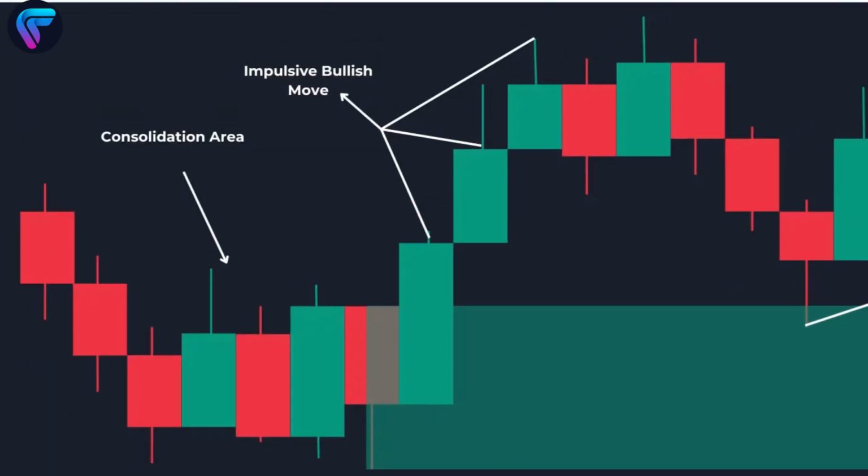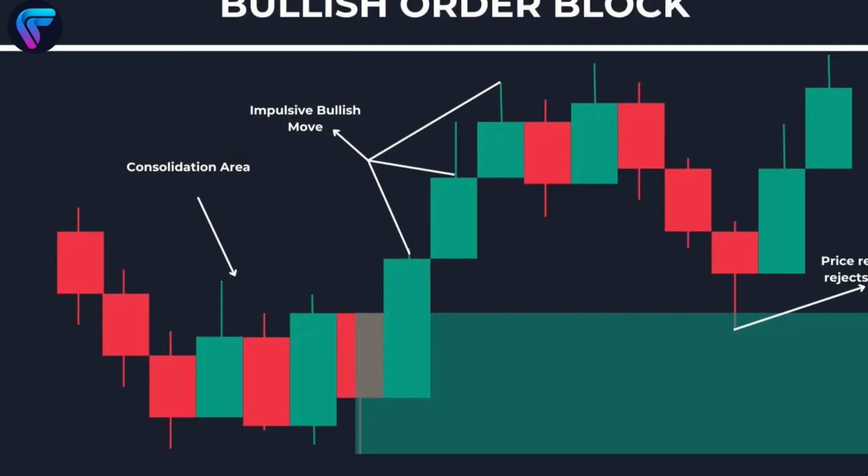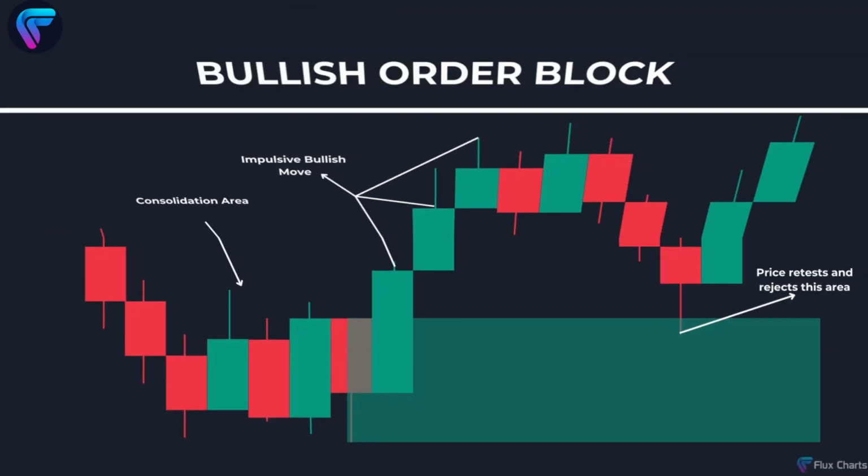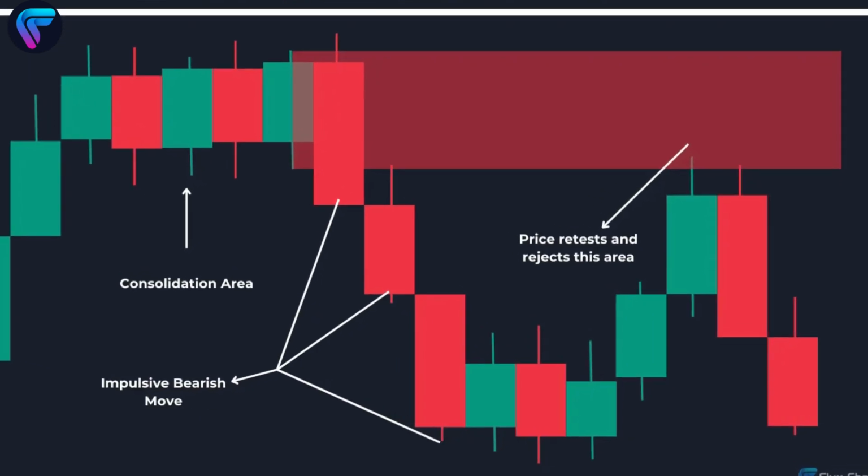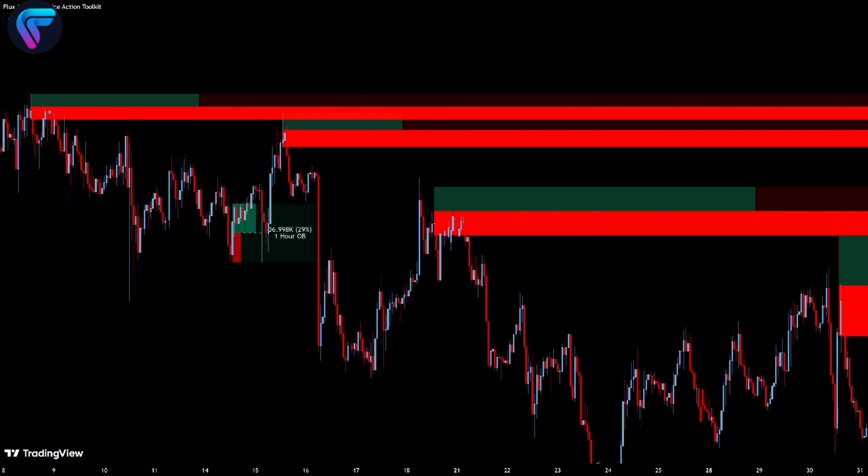To understand this, think of a dam holding back a river. The water represents all the pending orders. When the dam breaks or when price reaches the order block zone, you get a significant reaction in the market, like a burst of energy being released.